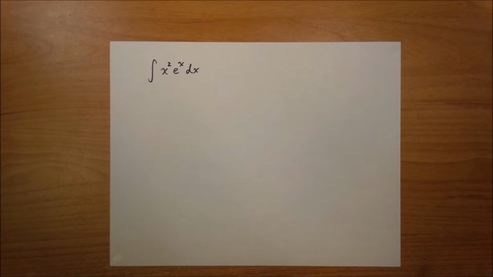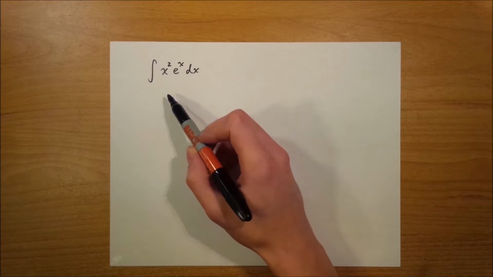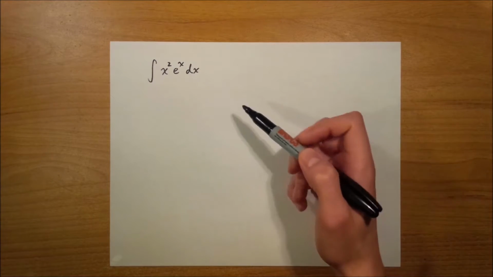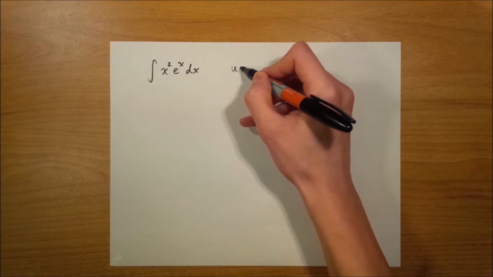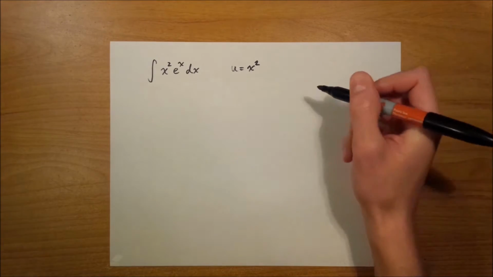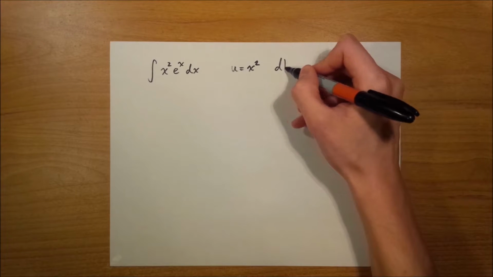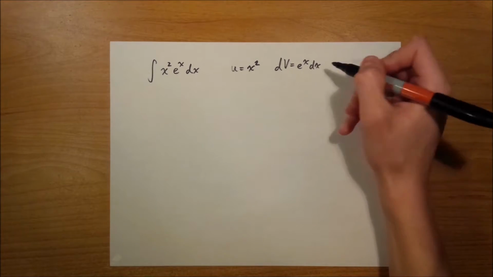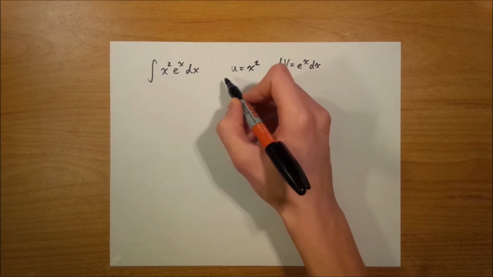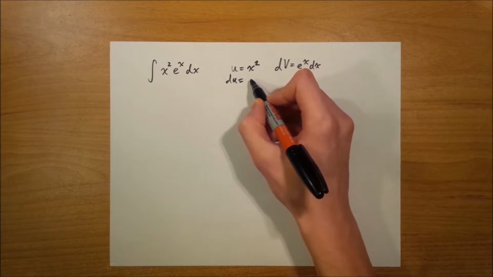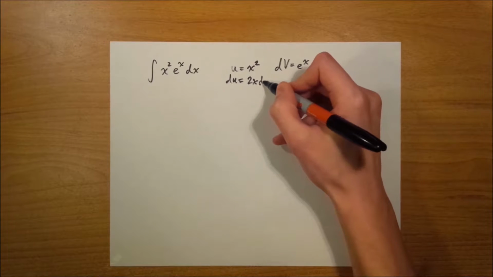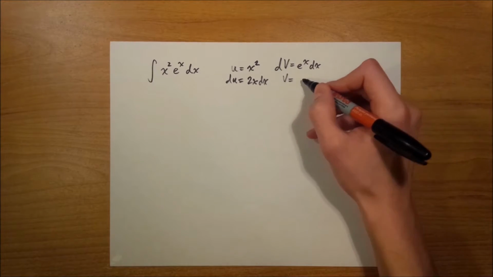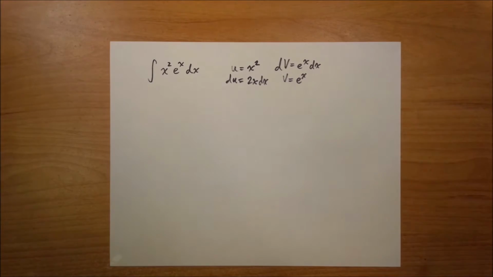Alright, so our first example is the following. We have the integral of x squared e to the x dx. So in this case, u would be x squared and dv would be e to the x dx. The derivative of x squared, du, would be 2x dx, and the antiderivative of e to the x dx is simply e to the x.